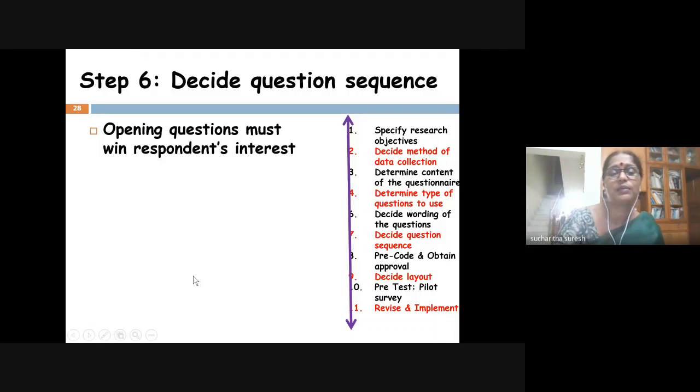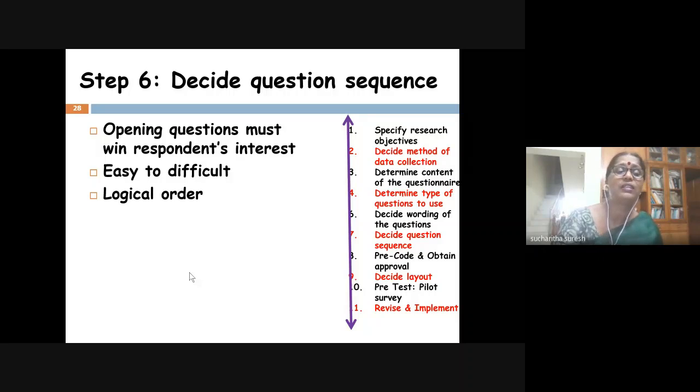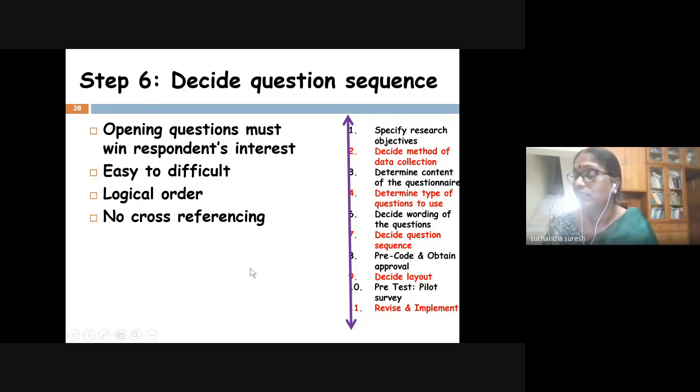Okay, opening questions must win the respondents' interest. That is nothing like no respondents are interested in anything, but some questions you give are easy for them. Okay, easy to difficult. Make your questions easy to difficult, and the logical order should be there. See, sometimes you are giving questions like, refer to question number 7 and answer question number 10. They have to refer back to the 7th question and then answer question number 10. Such type of questions you don't give, please, because that will not give us any answer for that.